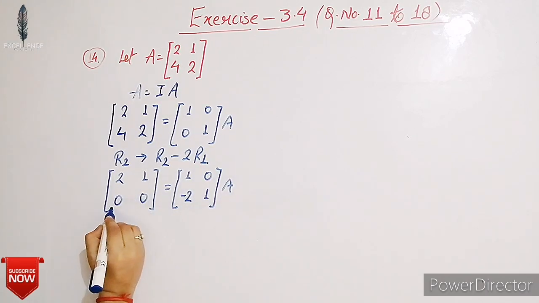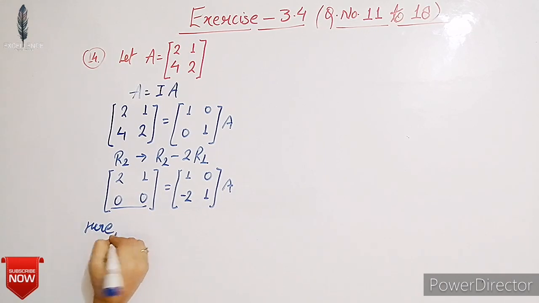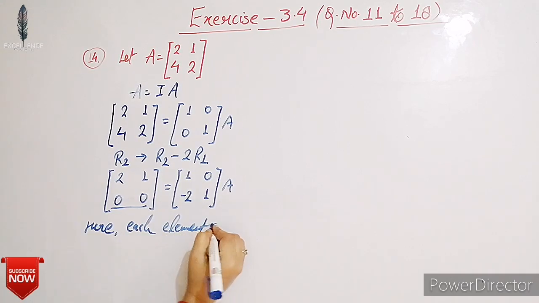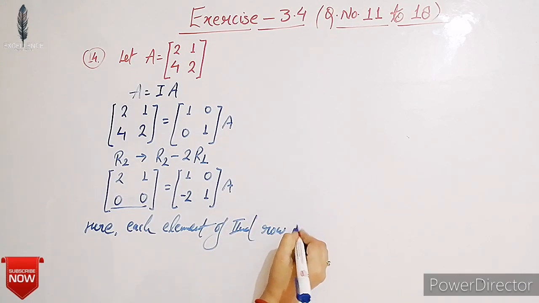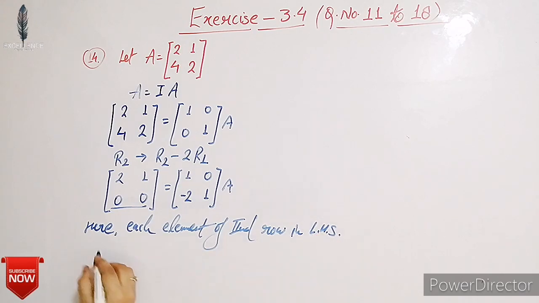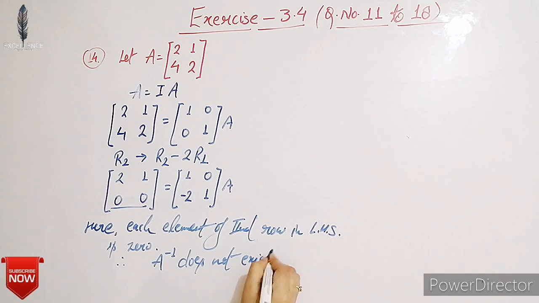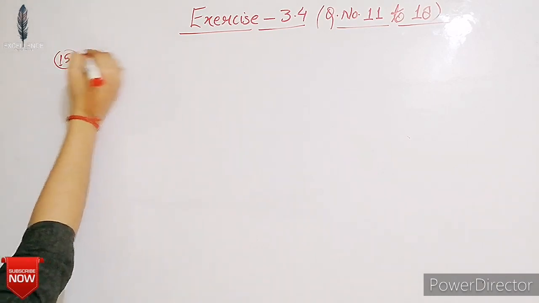Clearly we can see the each element of second row is 0. So in this condition inverse doesn't exist. Clear? Here each element of second row in LHS is 0. So A inverse doesn't exist because we cannot change it into identity matrix. Okay. Now let's see question number 15.